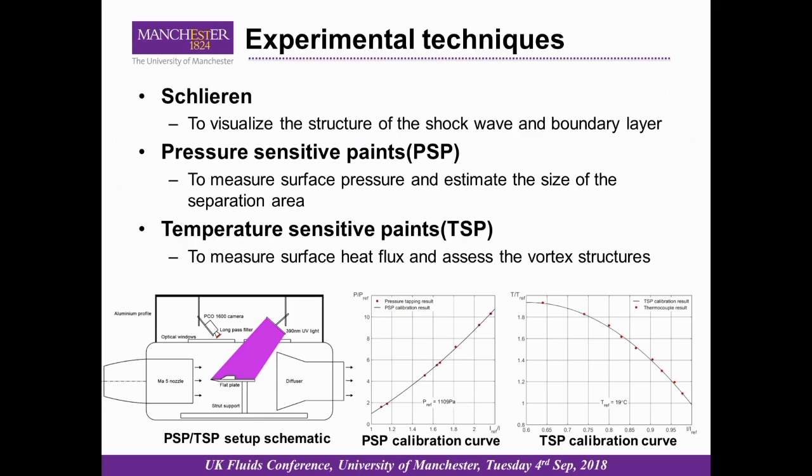Schlieren was used to visualize the shockwave boundary layer interaction. PSP was used to measure the surface pressure and estimate the size of the separation area. And TSP was used to measure the surface heat flux.